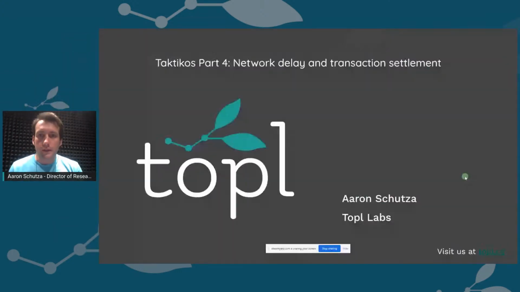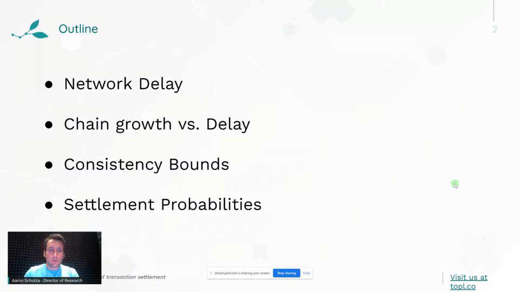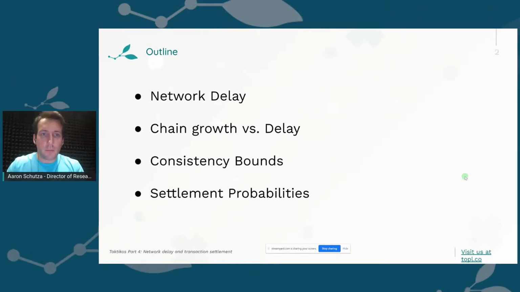So I'm going to go ahead and share my slides. The title of this talk is Network Delay and Transaction Settlement. Transaction settlement has an interplay between the delay that's experienced on the network and the chain growth. And there's a trade-off between chain growth, network delay, and how fast we can consider a block to be settled on a blockchain.